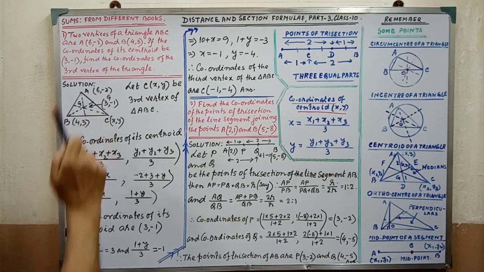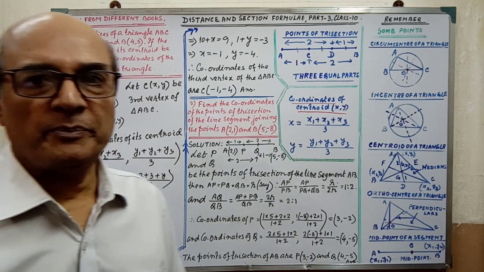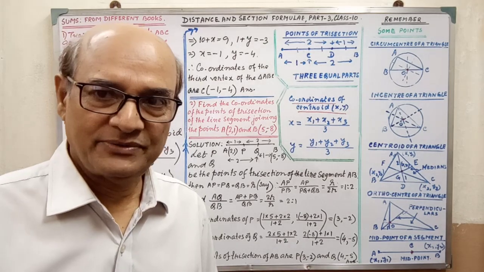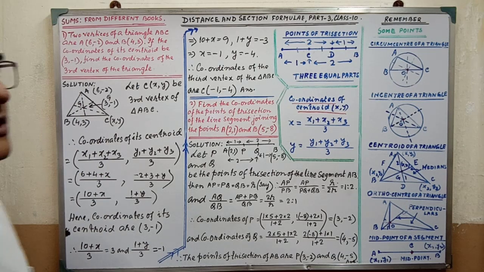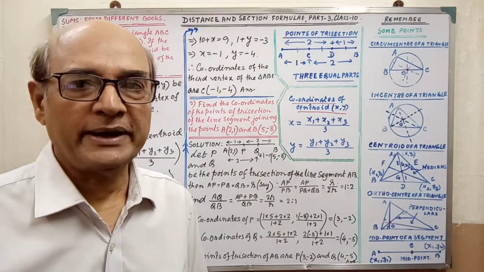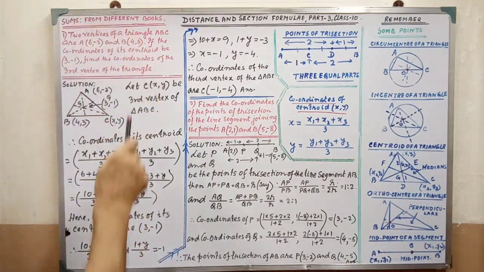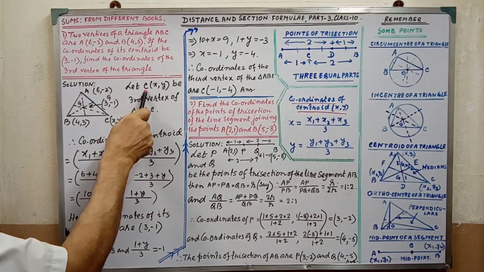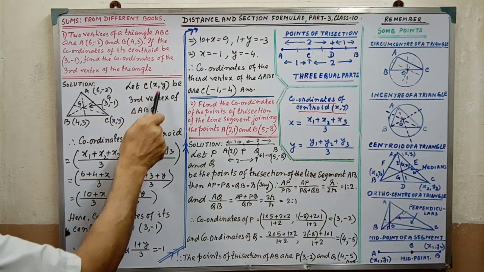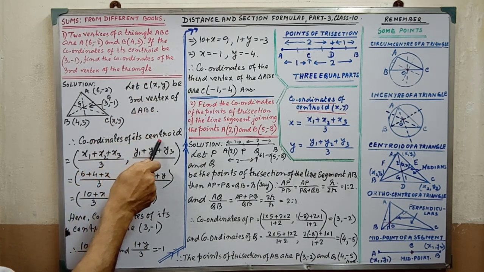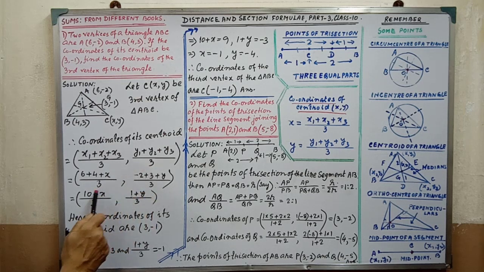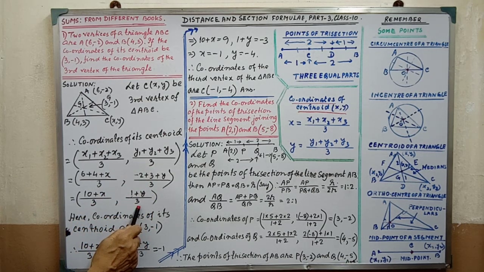The two vertices of a triangle are given. One vertex is missing, and the coordinates of the centroid are also given. We have to find the third vertex. So let C, that is the third vertex, be (x, y) of the triangle ABC. Therefore, the coordinates of its centroid, by applying the formula, putting the values and simplifying, we are getting this. This is the coordinates of the centroid.